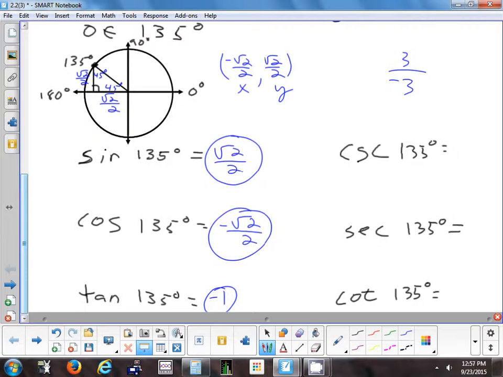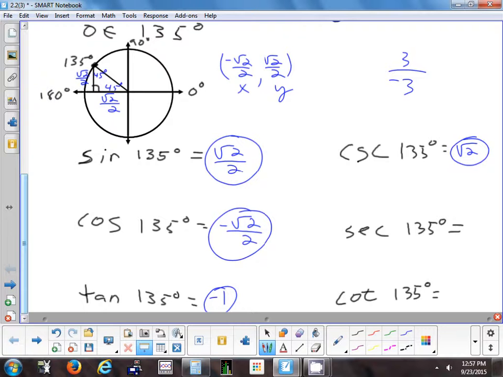Okay, now my cosecant. Amber, what do we get when we flip that? The square root of 2. That's it, you're right. Square root of 2. Any questions on how we flip that and get the root to the top? No? Okay.